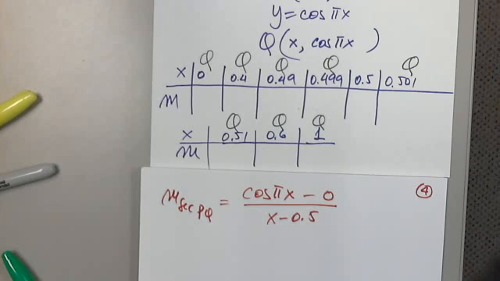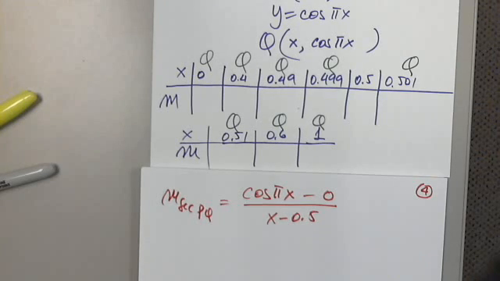I put in 0. I put in the next value, which is 0.4. I put the next value, which is 0.49. The next one, 0.499. The next one, I want to put 0.5. Can I? It's not going to give me anything. Correct. 0.501. Next one, 0.51. Next one, 0.6. And next one, 1. Where is 0.5? 0.5 is right here in the middle.